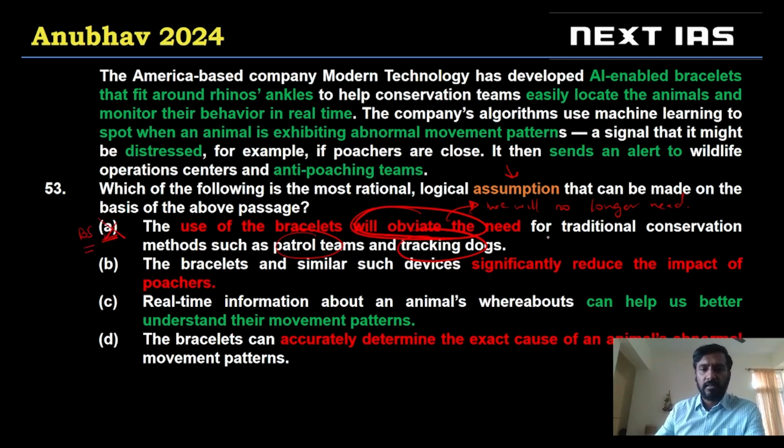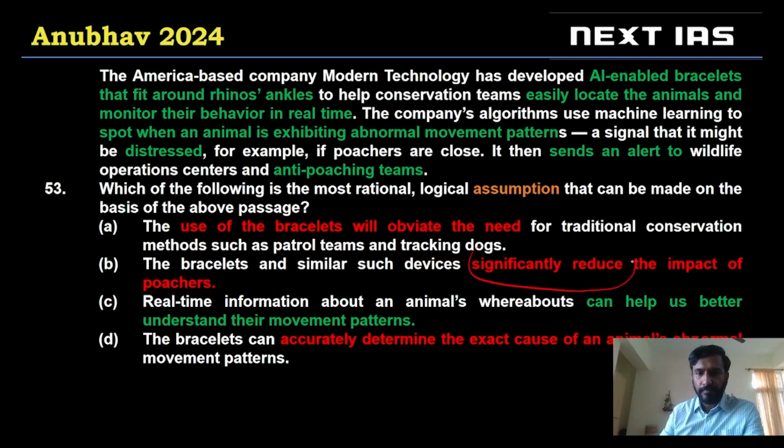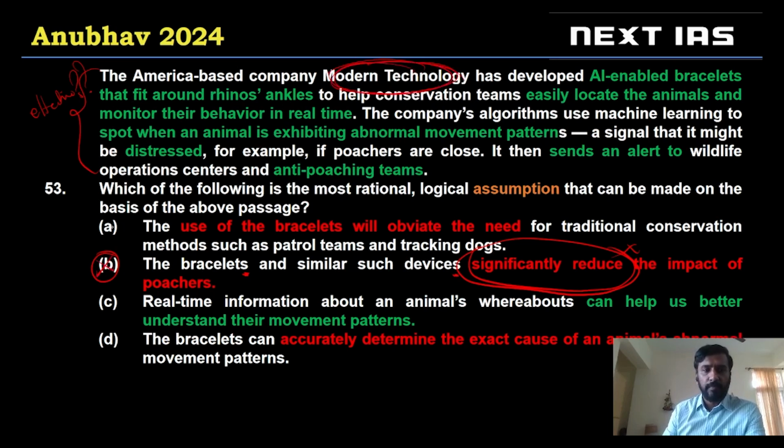The bracelets and similar such devices significantly reduce the impact of poachers. So yes, significantly reduce is invalid. We don't know how effective this is. Effectiveness, success rate was not actually discussed. Also, another problem with option B is bracelets and similar devices. We are discussing one specific bracelet by one specific company, right? So B is also invalid for multiple reasons.